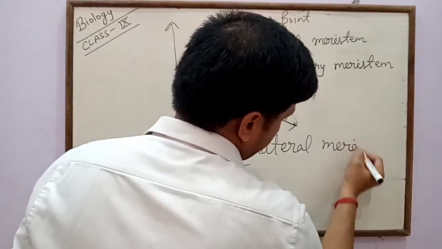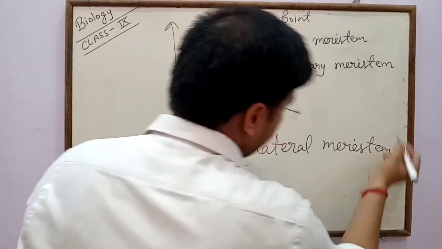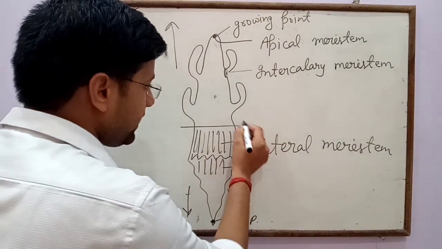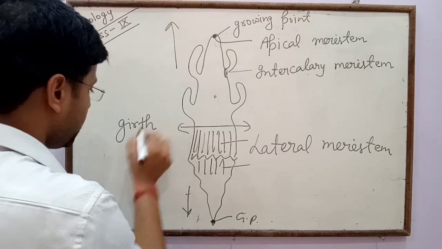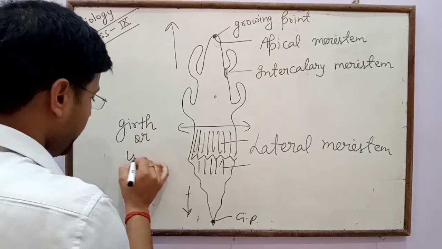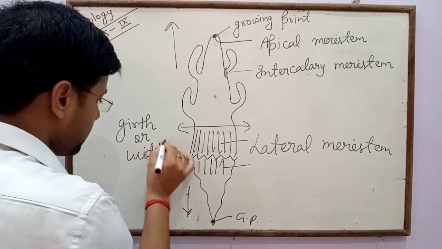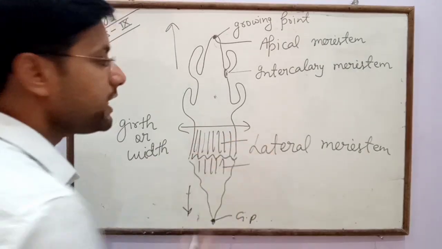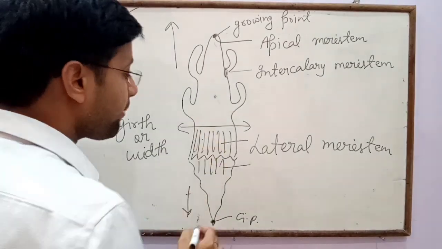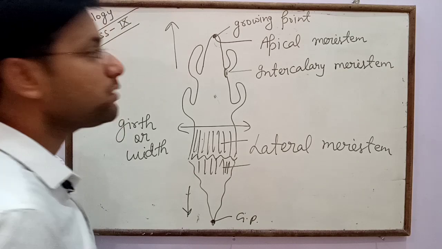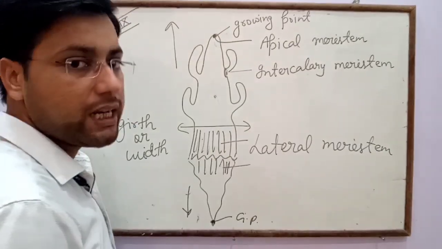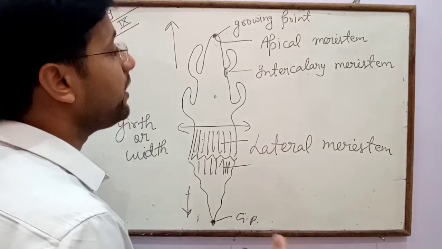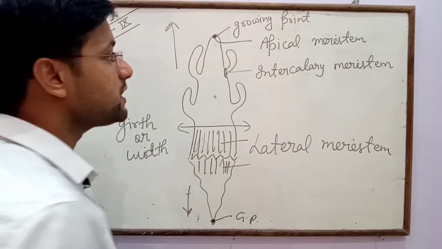Lateral meristem is present. Lateral meristem increases the girth, or width, of the plant. It means it increases the thickness in the case of shoot apex and root apex. So these are the three main growing points in a plant where meristems are present.